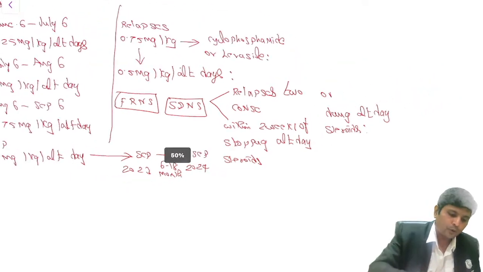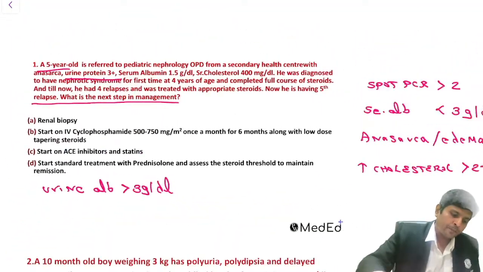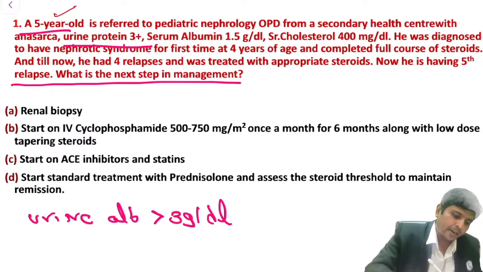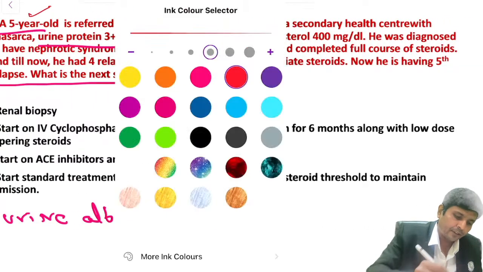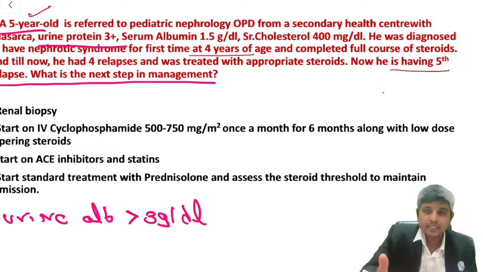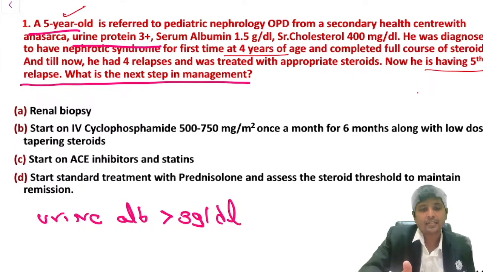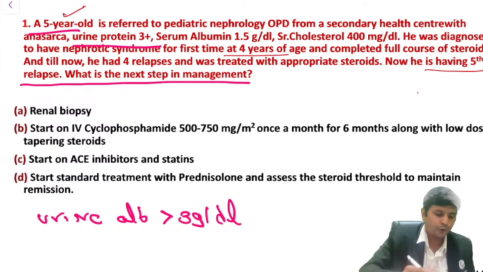So let us go to our question per se. So what is our question? The child is 5-year-old. And first the child had relapse at 4 years. And within 5 years, the child had almost 5th relapse. So what does it mean? He is suffering from frequently relapsing nephrotic syndrome. He is not steroid dependent nephrotic syndrome. This is a case of frequently relapsing nephrotic syndrome.